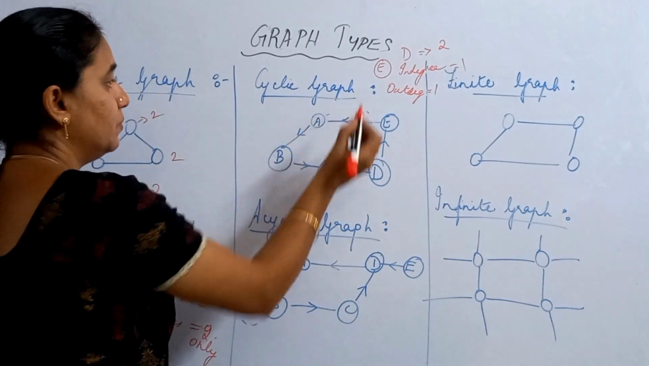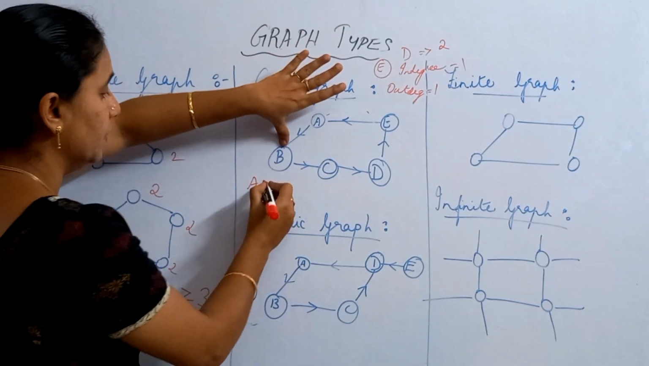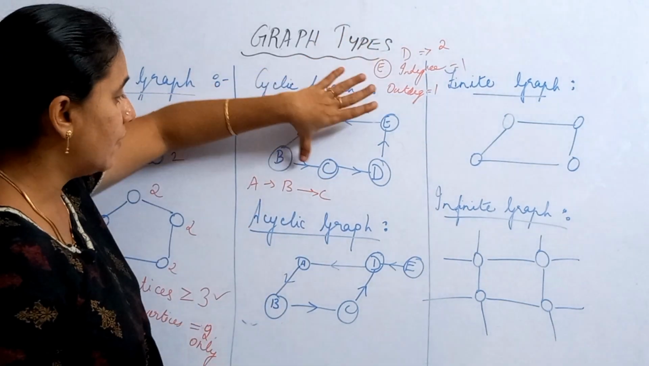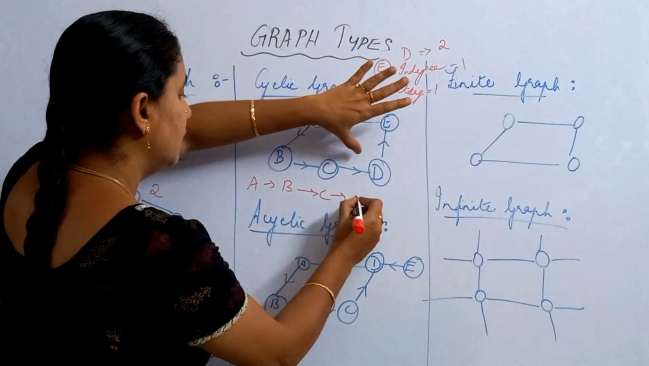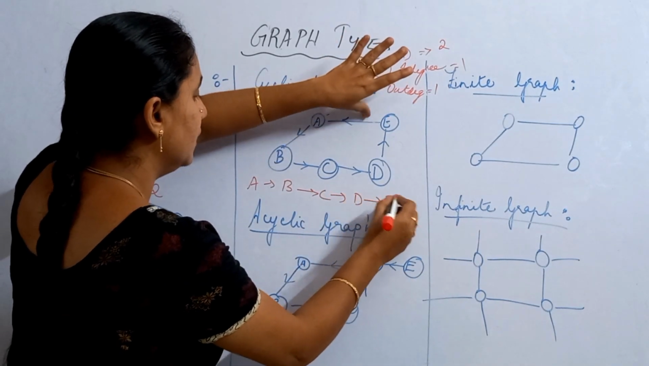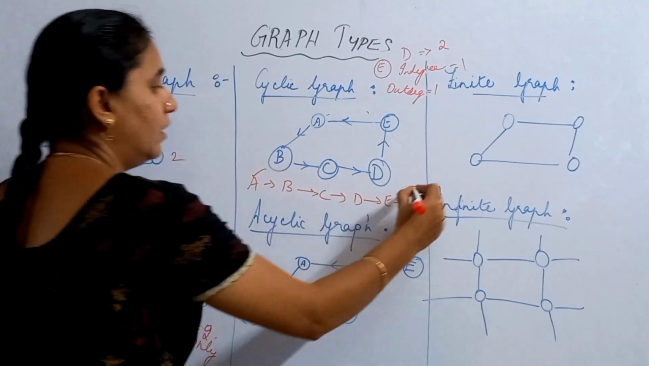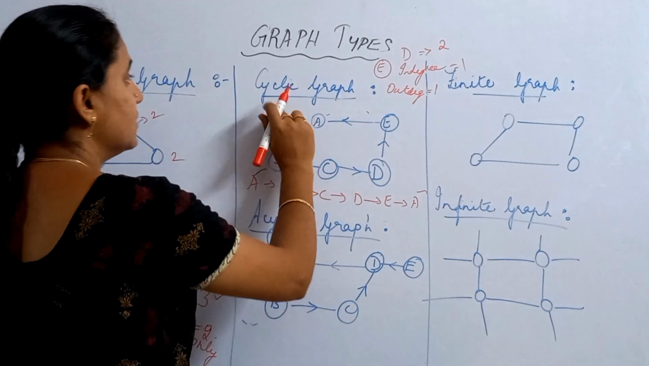So let me start from A. I am going to visit from A to B, B to C. See, this is a directed graph. I have the path, so based on this way I am traveling. Then C to D, D to E. See, this starting and ending is also the same vertex, isn't it? So this is a cyclic graph.